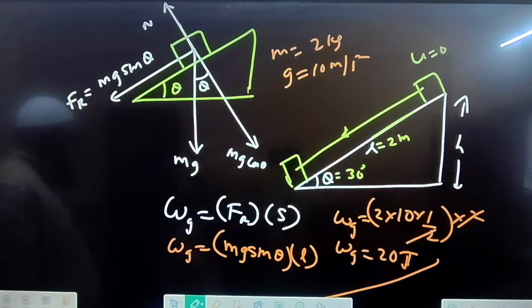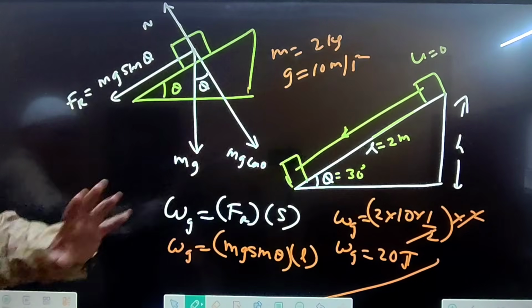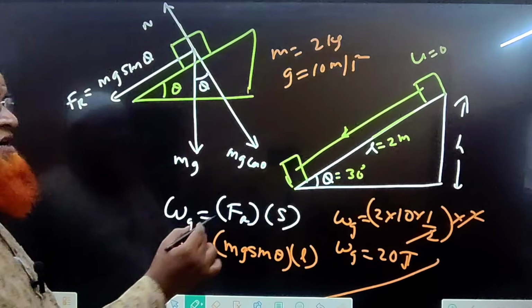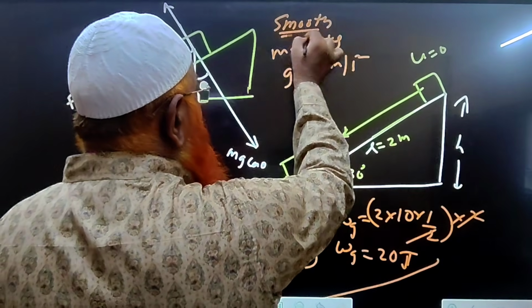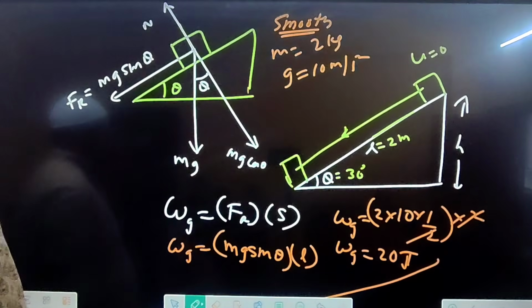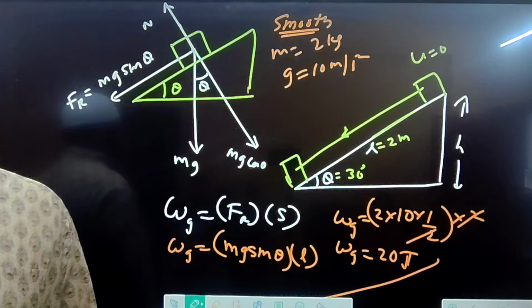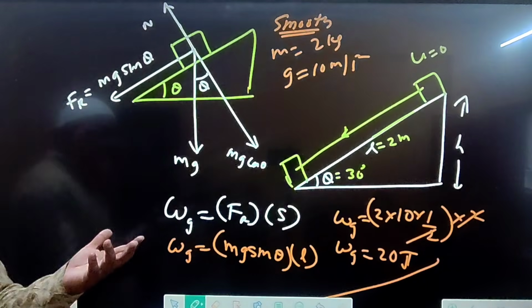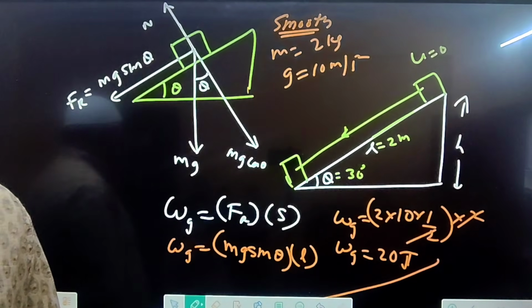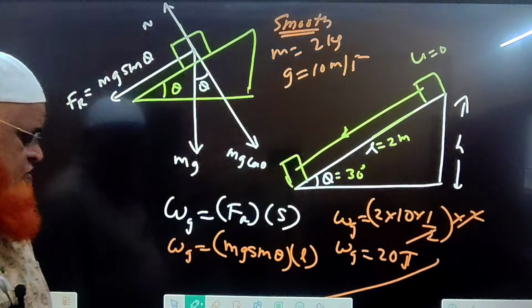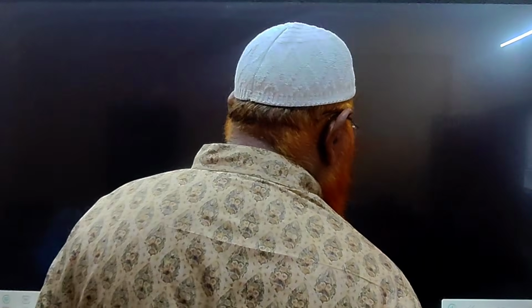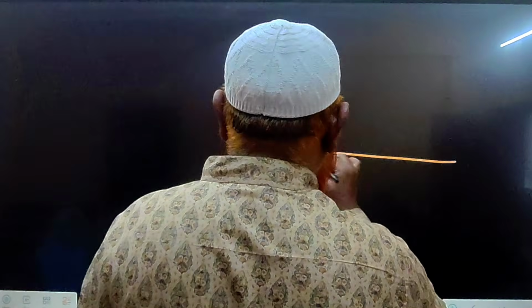Is it understood what I am saying now? So that is the work done. And what type of inclined plane is it? It is a smooth inclined plane. If it was a rough inclined plane, what happens? What is the formula for that? So, work done on a rough inclined plane, let us see.